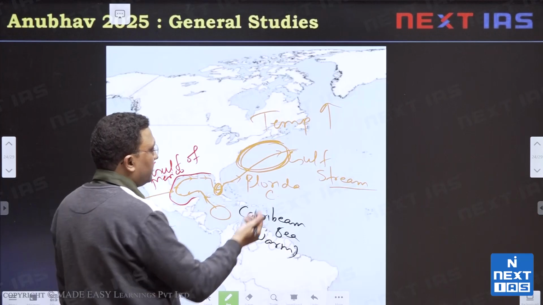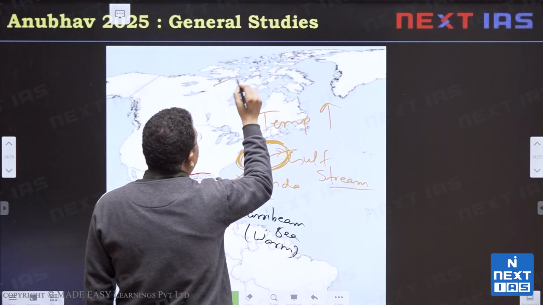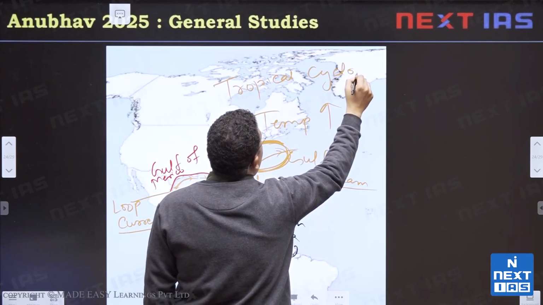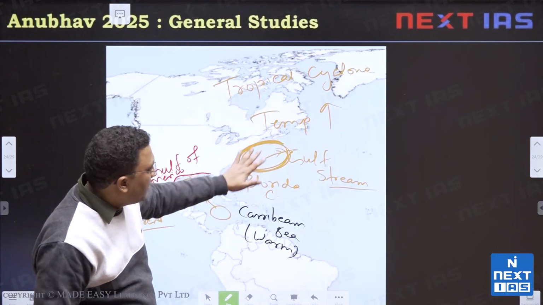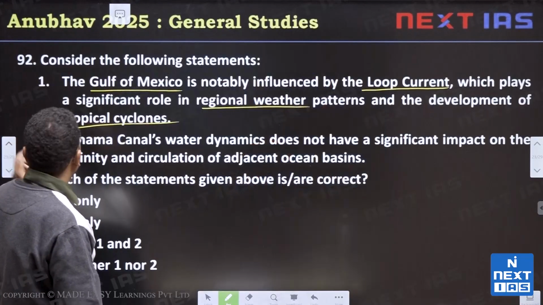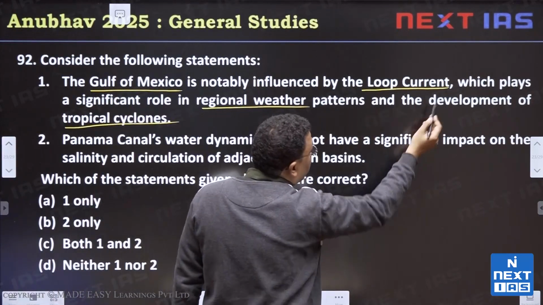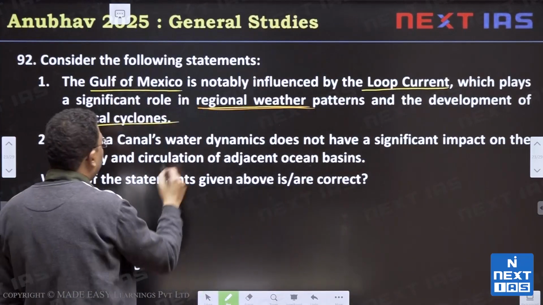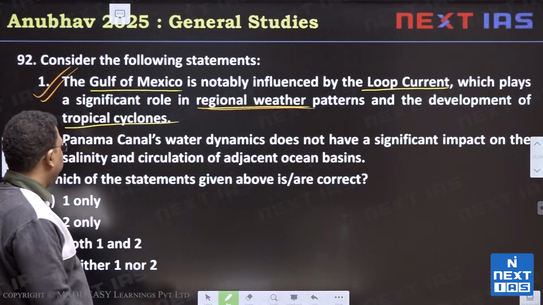And also, since ocean water temperature is increasing, it will also aid in development of tropical cyclones. So the Mexican loop current helps in development of tropical cyclones in these regions, which are called hurricanes, right? So if we see the first statement now, the Gulf of Mexico is notably influenced by the loop current, which plays a significant role in regional weather patterns and development of tropical cyclones. This is correct, right? Now let's read the second statement.